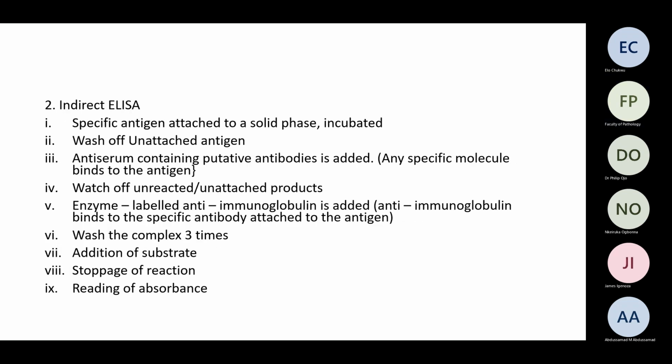Number two, the indirect ELISA. This indirect ELISA is used for antibody detection. The specific antigen is attached to a solid surface and is incubated. Step number two, the antiserum containing the antibodies is added.